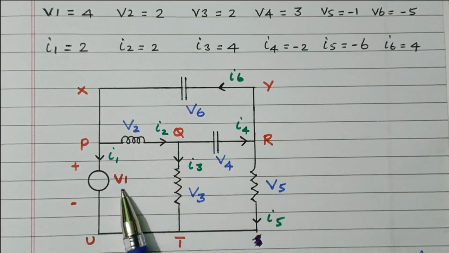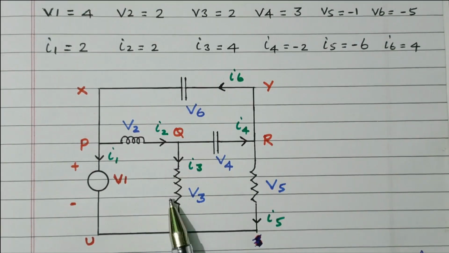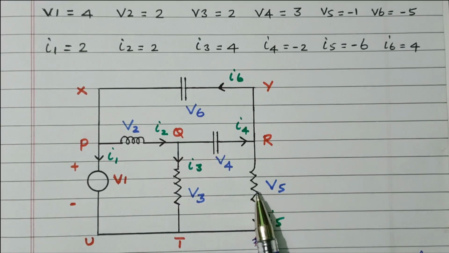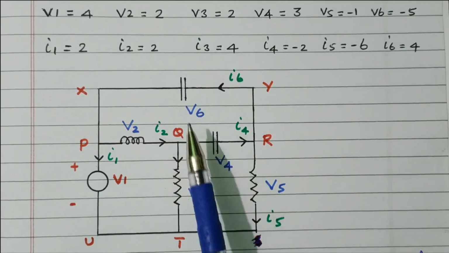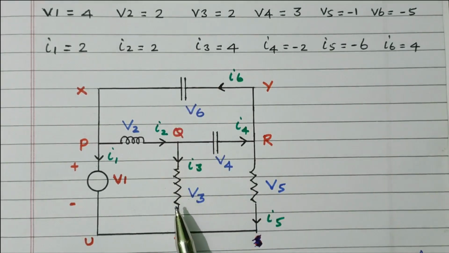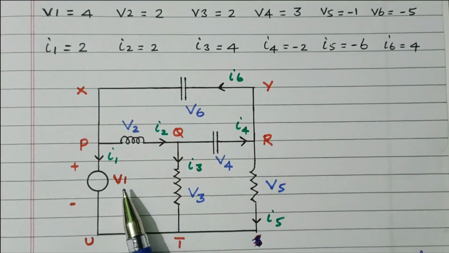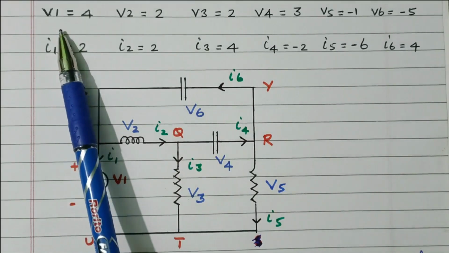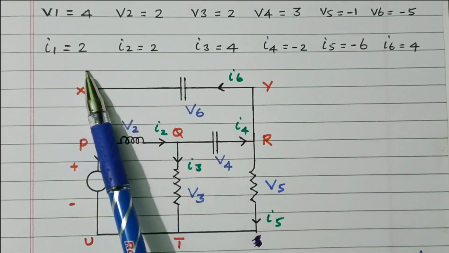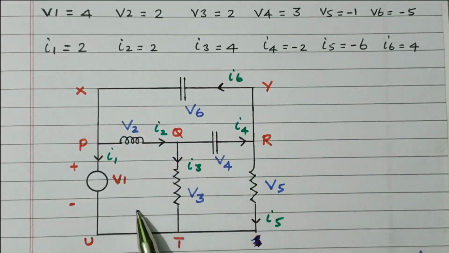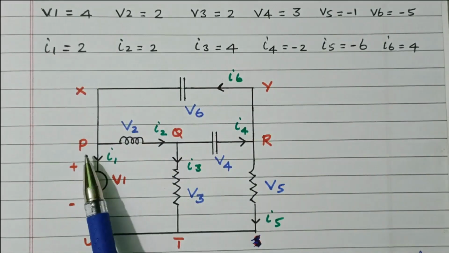One voltage source is available. Here, one inductor, resistor, capacitor and another resistor. Here one capacitor is available. So the voltage across and current flowing, all the details are given, V1 to V6, similarly I1 to I6. And the naming is given for this network.